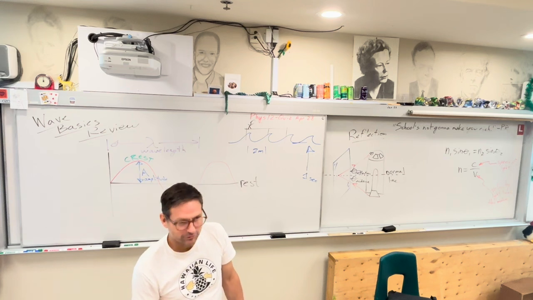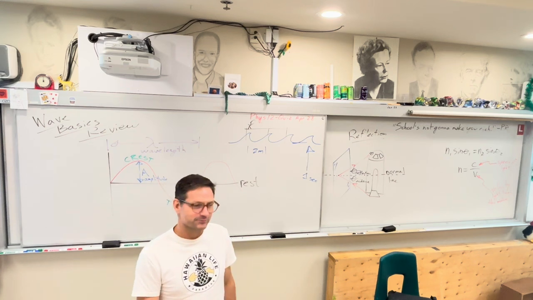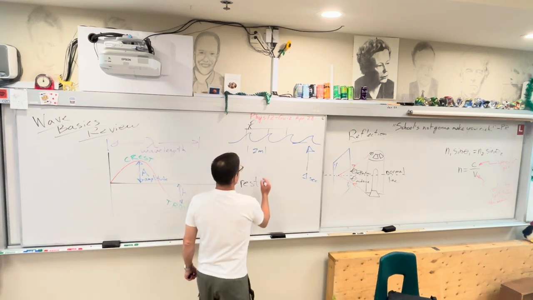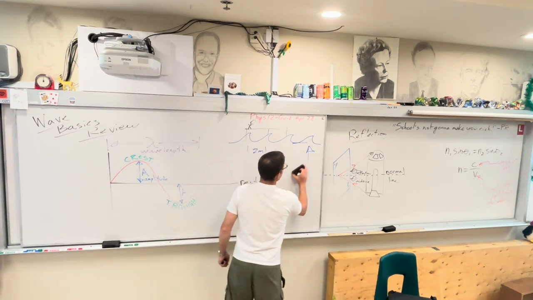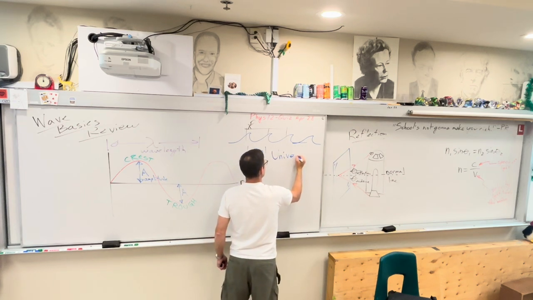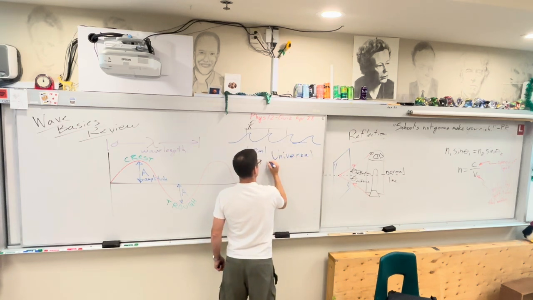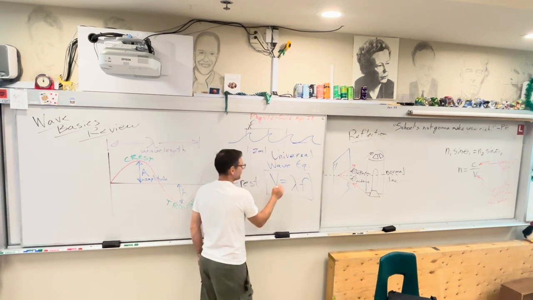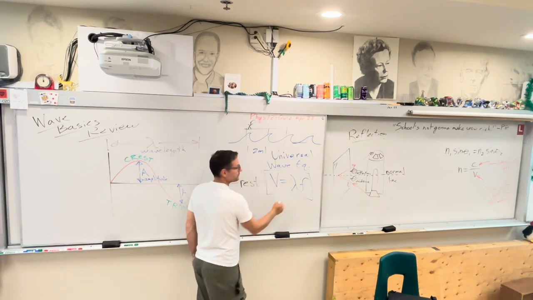That would be a really fast water wave. It would be a bad storm. But you get the idea. The formula for that is called the universal wave equation. I've shown it to you before, but v equals lambda f. Velocity is wavelength times frequency.